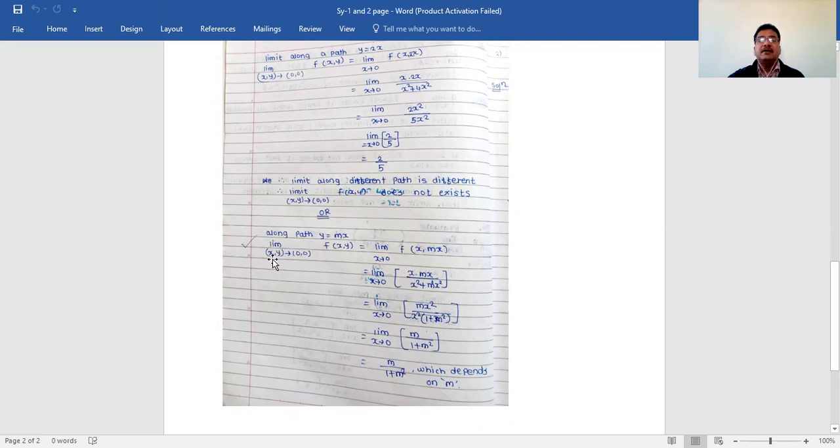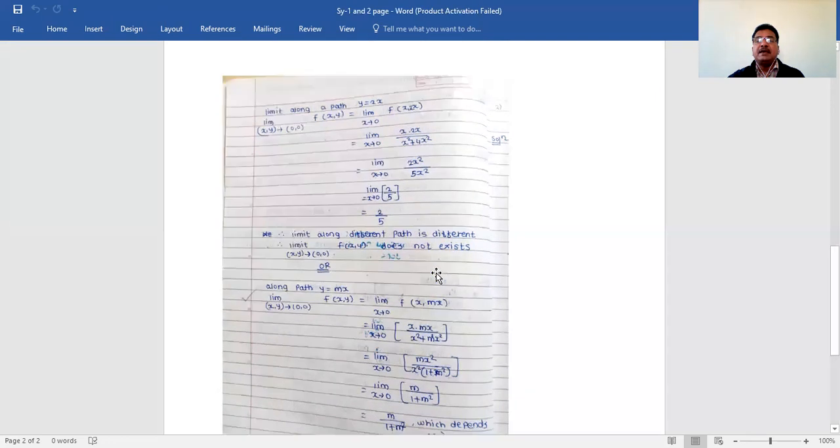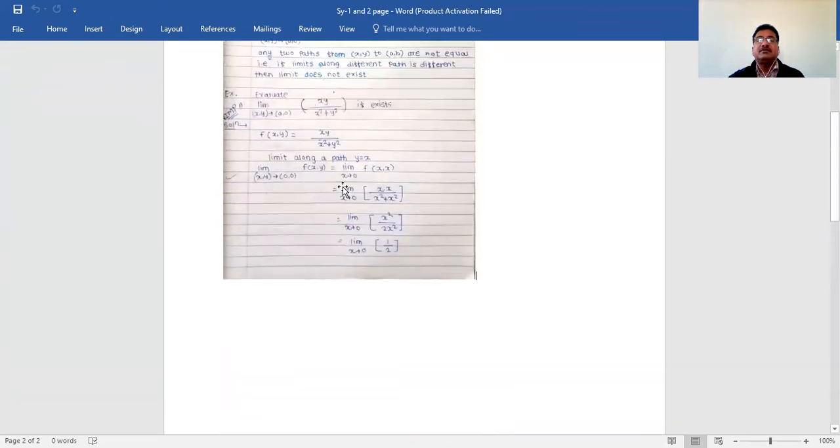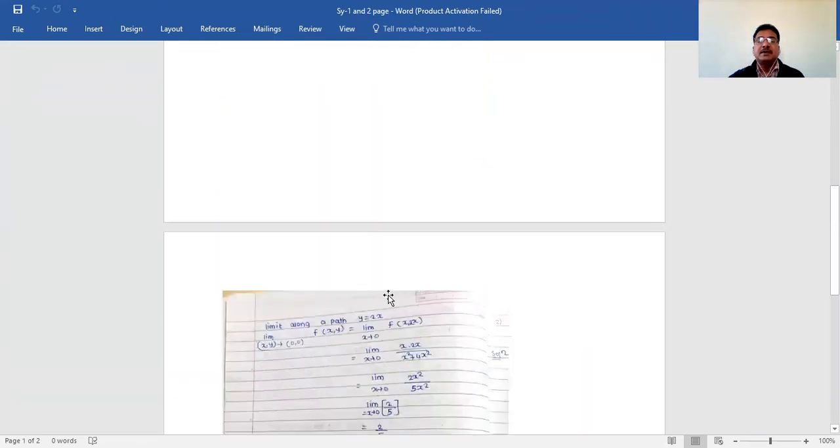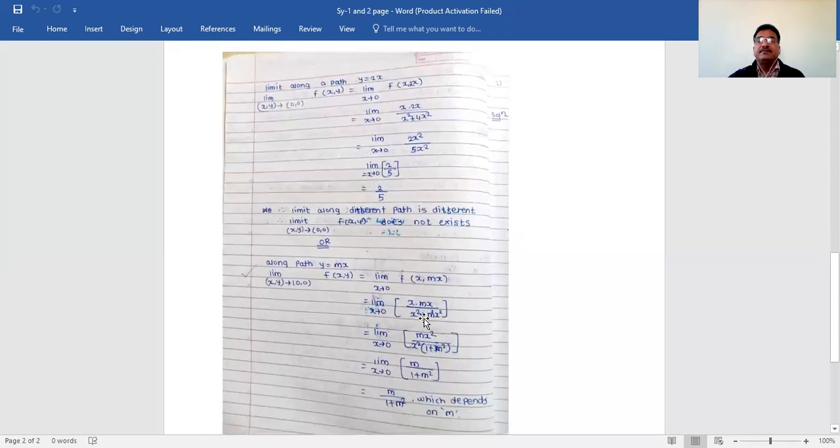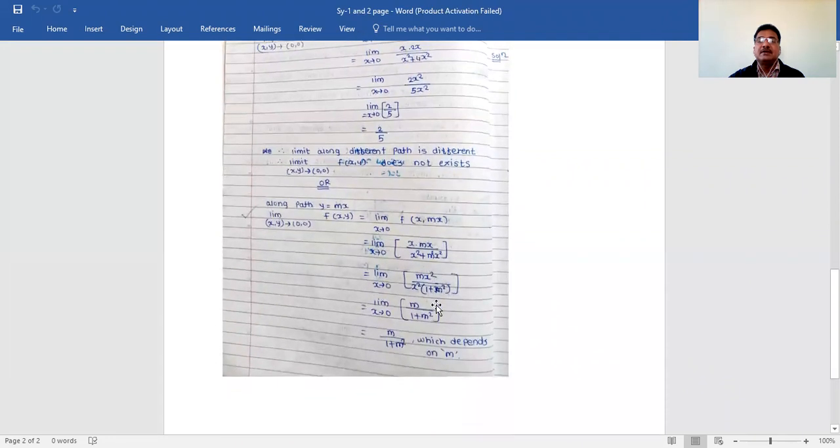So what is the limit along the path y equals mx? The limit as (x, y) tends to (0, 0) of f(x, y) is equal to the limit as x tends to 0 of f(x, mx), that is, replace y by mx. This is f(x, y), that is xy divided by x square plus y square. So f(x, mx) is what? This is x into mx, plus x square, mx bracket square means m square x square.